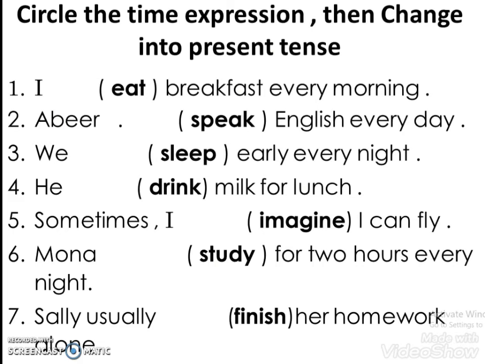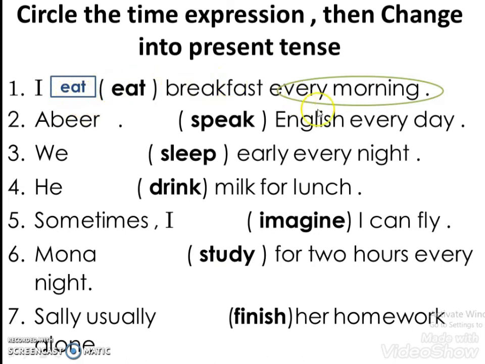First example, I eat breakfast every morning. The action verb is eat. I want to change it into present tense, but be careful to look at the subject, if it's singular or plural. Now, where is the time expression in this sentence? I eat breakfast every morning. Every morning, we call it a time expression, so we circle every morning. How could I change the action verb eat? Do I add an s or no s? Right, no s because we have the pronoun I.